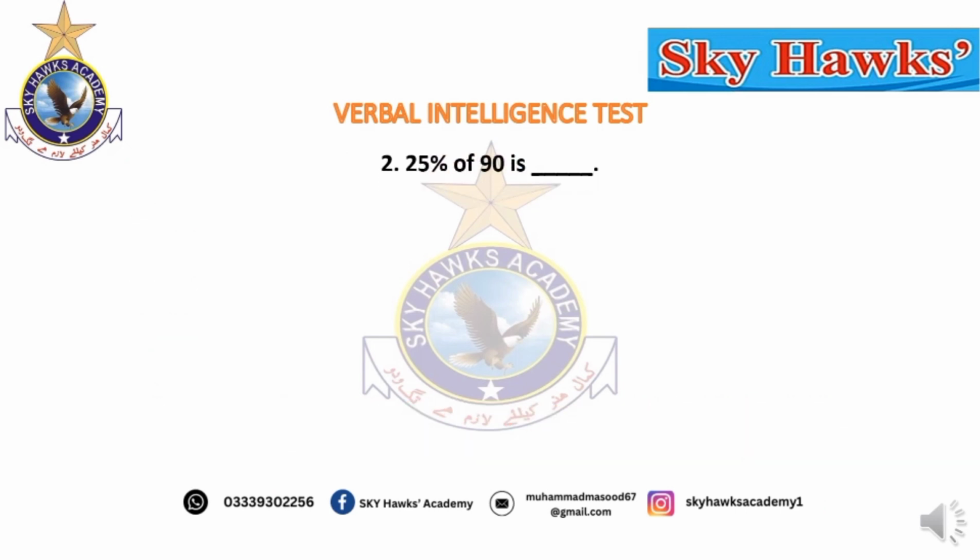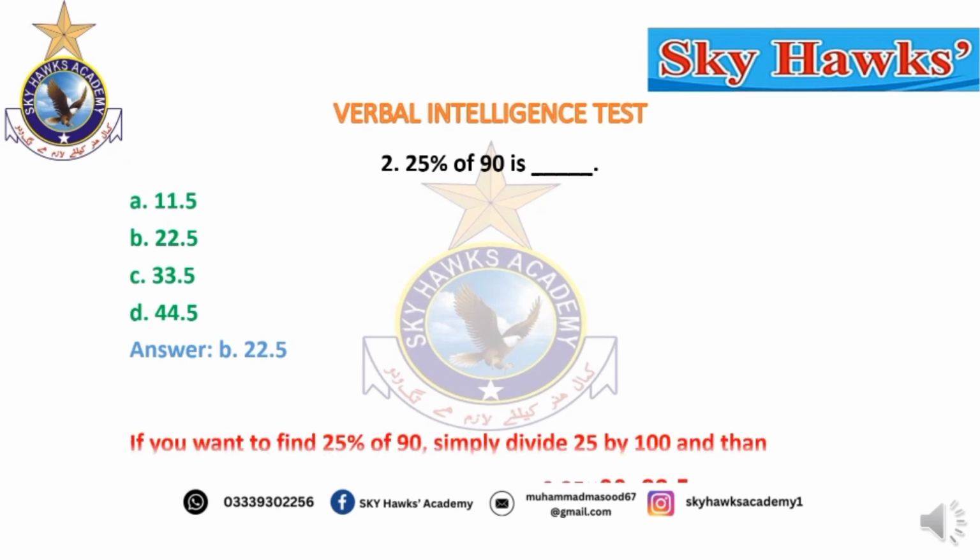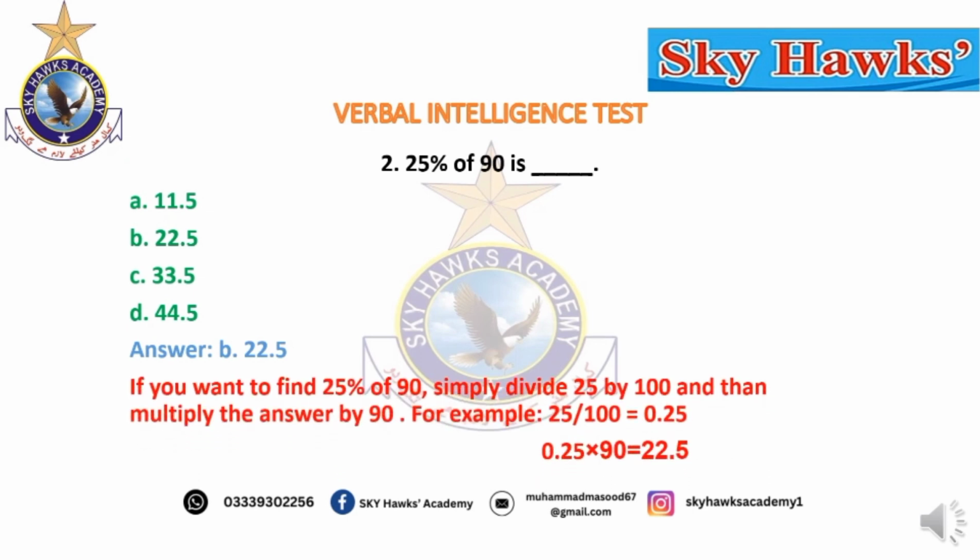The next question is 25% of 90. Again, the same method we are going to use. The options are 11.5, 22.5, 33.5 and 44.5, and the answer is 22.5. How? Now we are asked to find 25% of this number. Simply we are going to do 25 divided by 100, and multiply it by 90. By doing so, we will get the answer, that is 22.5.